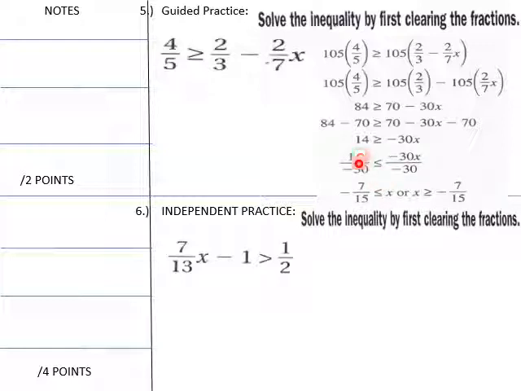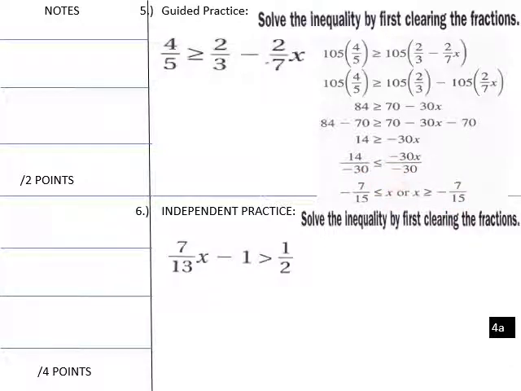And we have 14 over negative 30 would be negative 7/15 less than or equal to x, or x is greater than or equal to negative 7/15 would be how we would arrive at that.